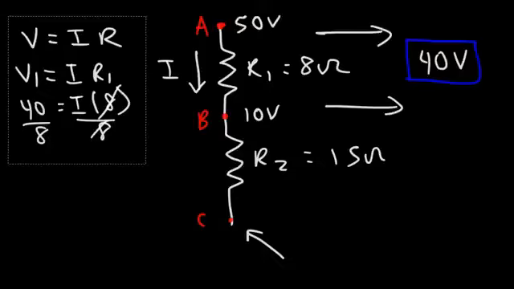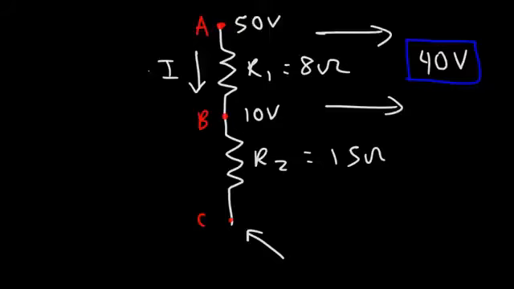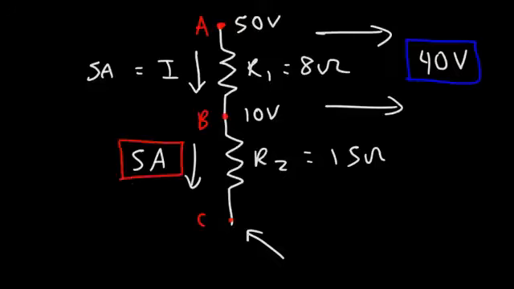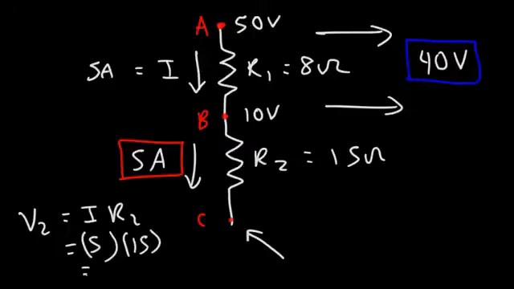So if 5 amps of current flows through R1, then the same amount of current flows through R2. So now we can calculate the voltage across R2. V2 is going to be equal to I times R2. The current is 5, R2 is 15. 5 times 15 is 75. So that is the voltage drop across R2. It's 75 volts.